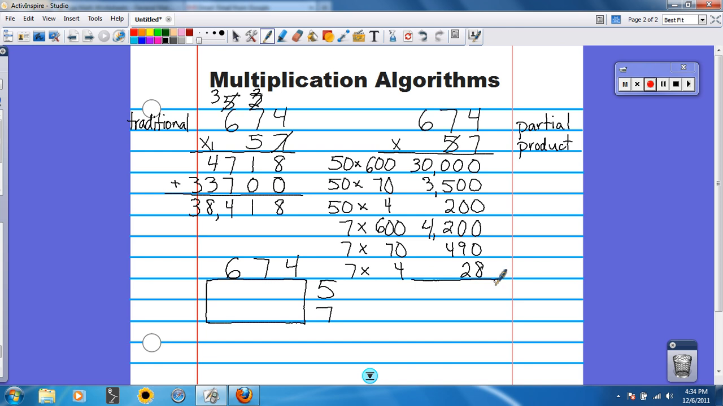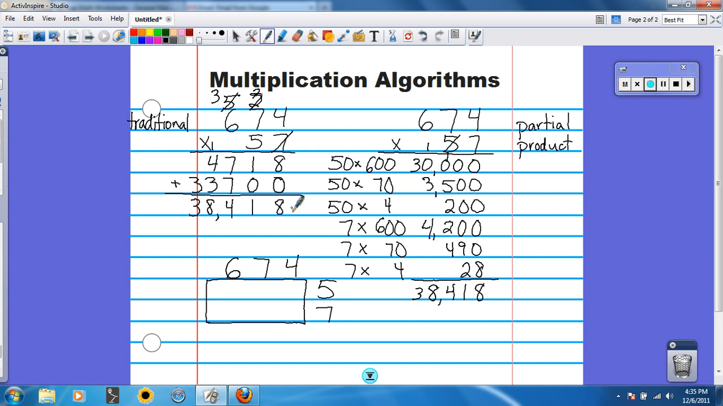Then I can add those up. We have 8. 9 plus 2 is 11. 1 plus 5 is 6. 8, 10, 14. 1 plus 3 is 4, plus 4 is 8, and then I have my 3. 38,418. And we talked about this with kids. Doesn't matter which strategy you use, you should end up with the same answer.